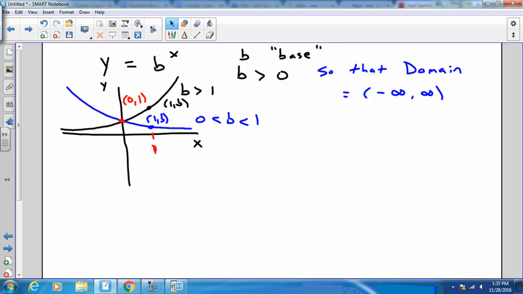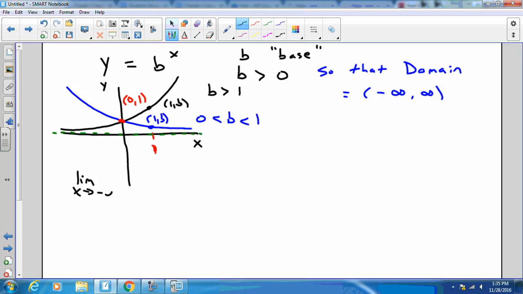And this is a way to check yourself on the shape of the graph, because if b is less than 1, then the point (1, b) is going to be below the point (0, 1). And if b is greater than 1, the point (1, b) will be above the point (0, 1). And the final point is not a point, but a horizontal asymptote. In particular, you can see that the limit as x goes to negative infinity of b to the x is equal to 0 for b greater than 1.